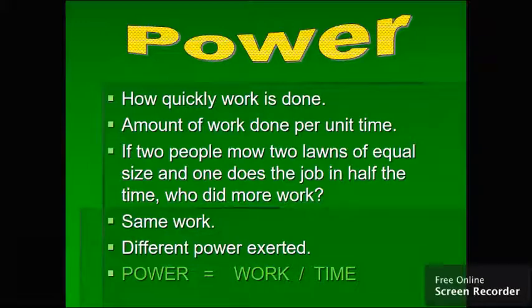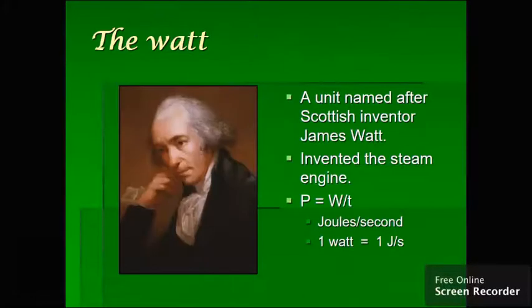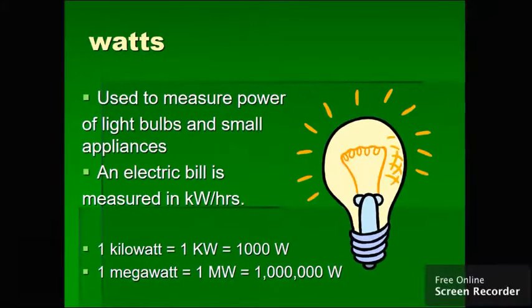There it is. And if we take that work, which is a joule, and divide it by time, which is a second, what do we get? The watt. That was named after James Watt, who was famous for inventing, that slide is wrong. He didn't invent the steam engine, he invented a better steam engine. And there are the units. Power equals work divided by time, which is joules per second. So 1 watt equals 1 joule per second.